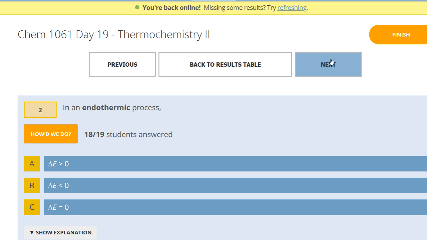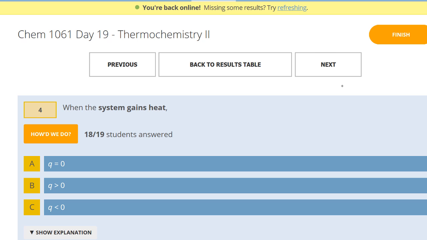Okay, next up, in an endothermic process, which of these is true? We found out on Tuesday that delta E must be greater than 0. We said that it has to be positive, which is the same as saying it must be greater than 0. Next up, in an exothermic process, one in which we are giving off energy to the surroundings, delta E must be less than 0. In other words, it must be negative. Again, if you don't get these, write them down.